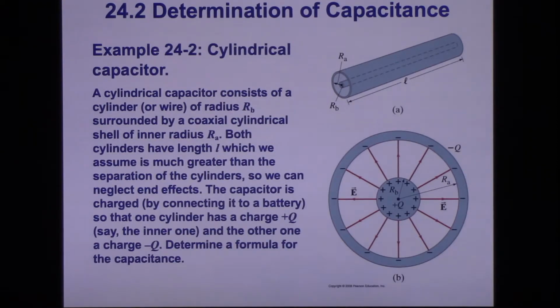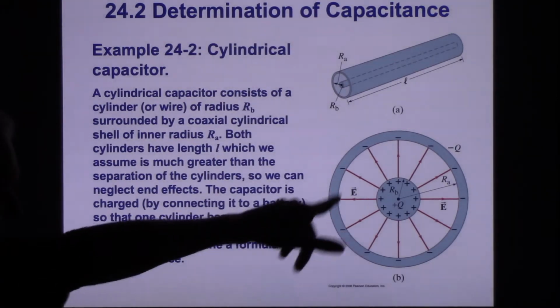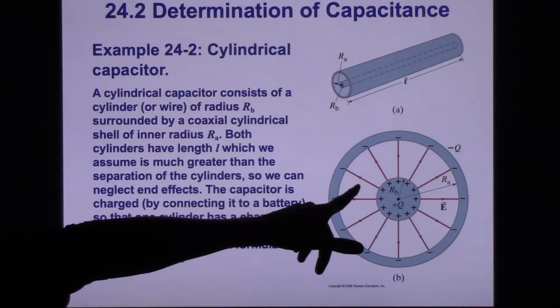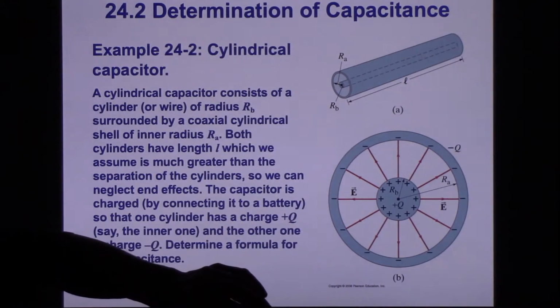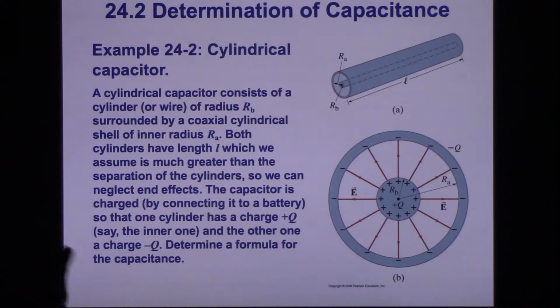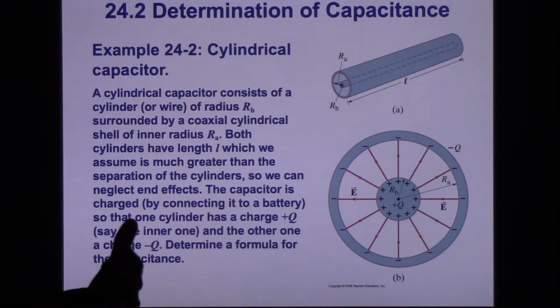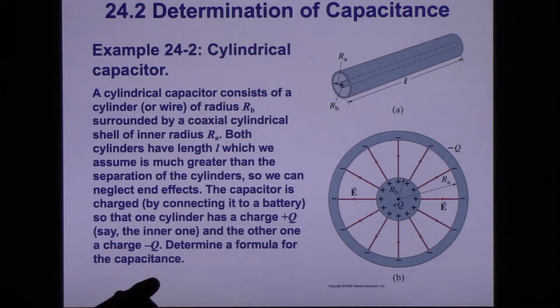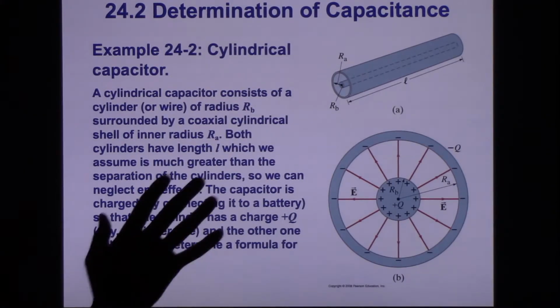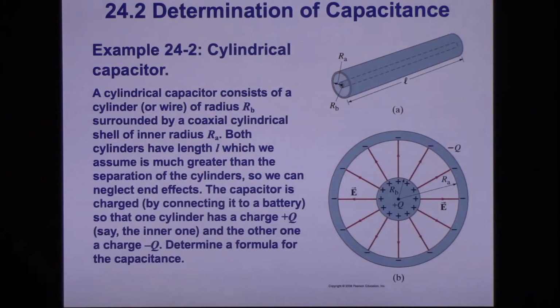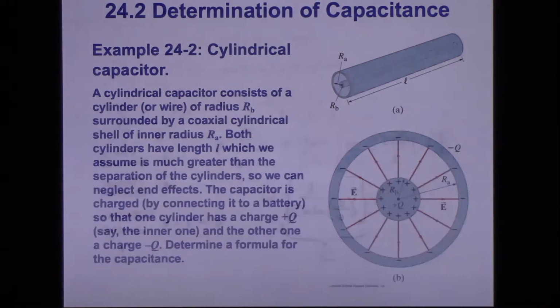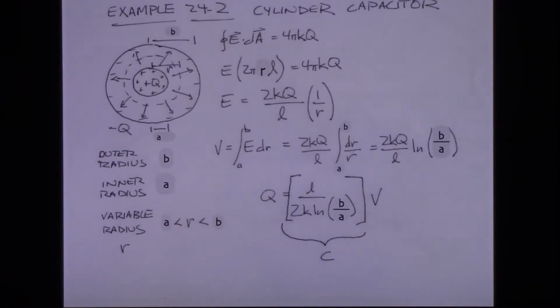I think it's time to bring out Gauss's law. We're going to use Gauss's law to calculate the electric field. Then we're going to calculate the voltage by integrating the electric field, and then solve for the capacitance. Those were the three steps. Let's see if we can do it. Maybe we can, maybe we can't.